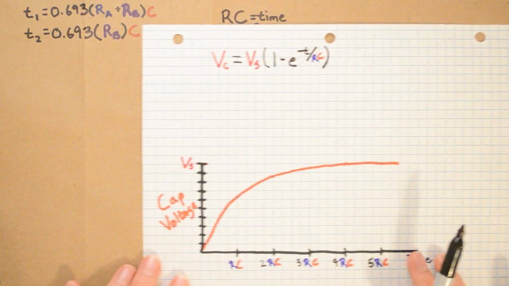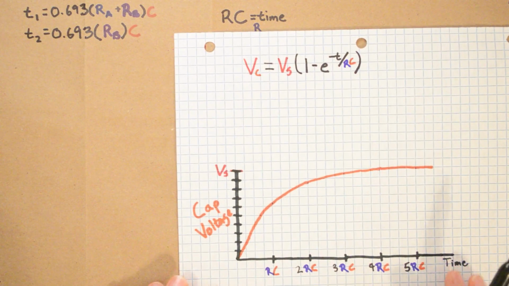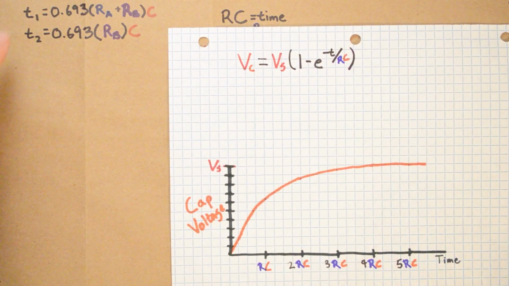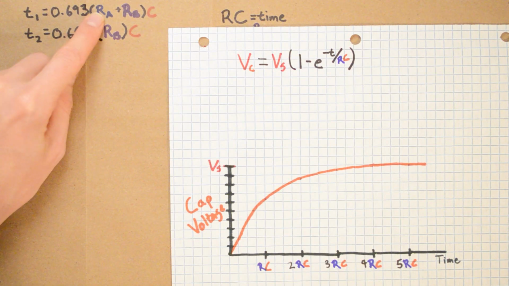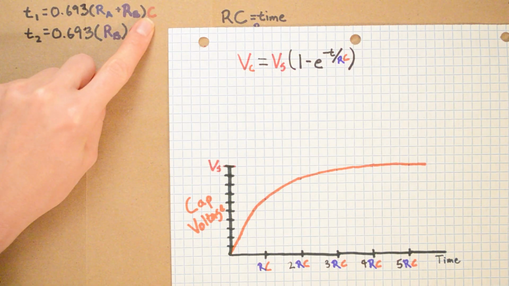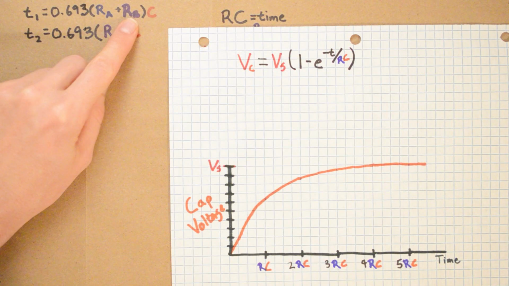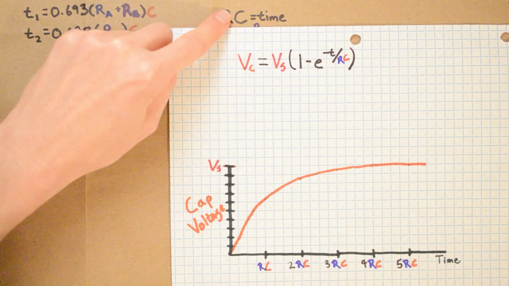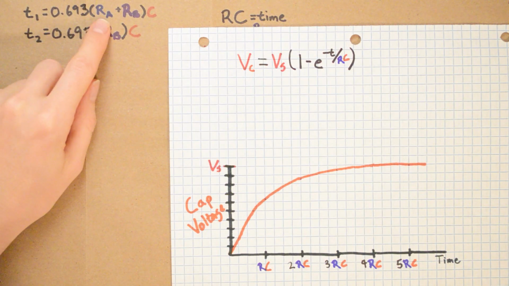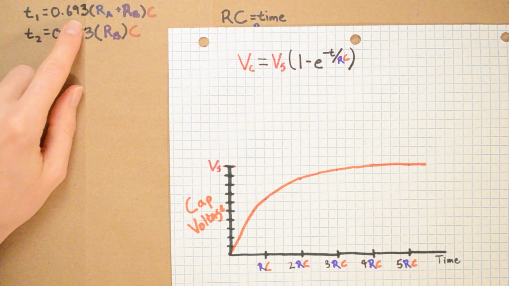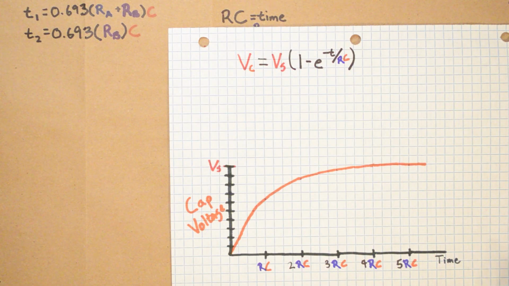Okay, this is all good, but I'm going to put this off to the side because we still have a problem. Let's take a look at our original formulas. T1 equals 0.693 times (RA plus RB) times C. This is a resistance, this is a capacitance, so we're going to get a time out of this. What this says is that the amount of time the 555 timer is going to be high is equal to (RA plus RB) times C times this value, 0.693.